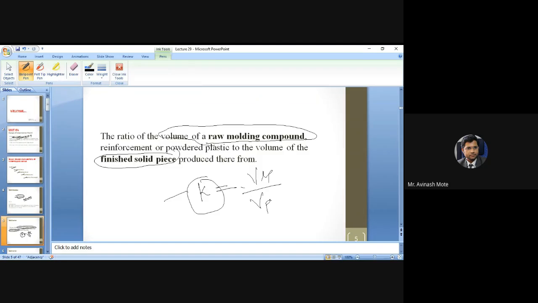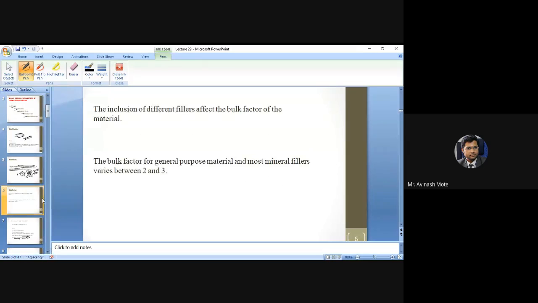The bulk factor will be given in the problem, and the volume of the product you can easily calculate from the design dimensions. So K you know, volume of product you know, and the volume of loose powder you will have to calculate at the start. The first step is to calculate the volume of product, then by using the bulk factor calculate the volume of loose powder. Getting it? These are the first two parameters required at the start.